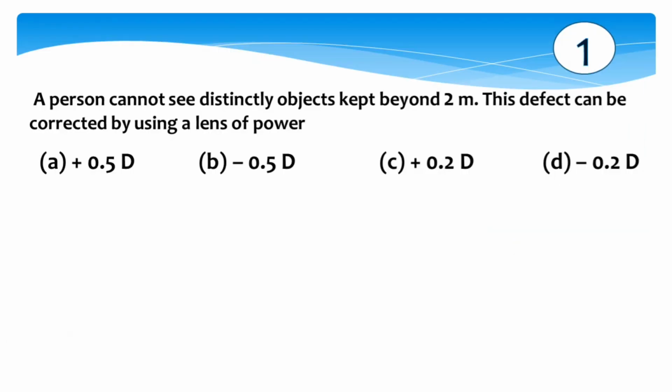A person cannot see distinctly objects kept beyond 2 meters. This defect can be corrected by using a lens of power: option A, plus 0.5D; option B, minus 0.5D; option C, plus 0.2D; option D, minus 0.2D.